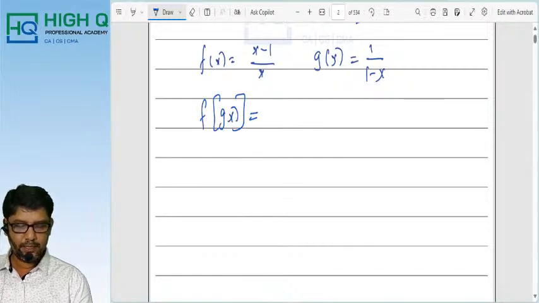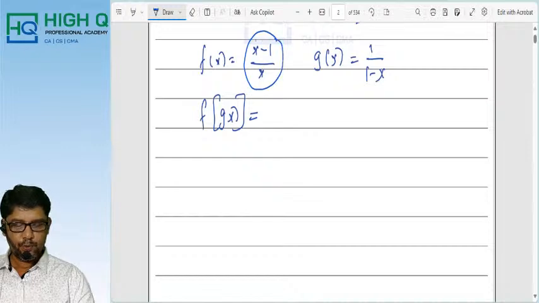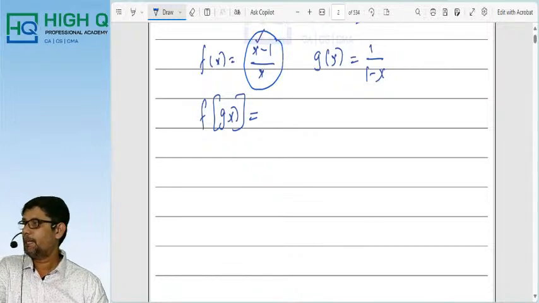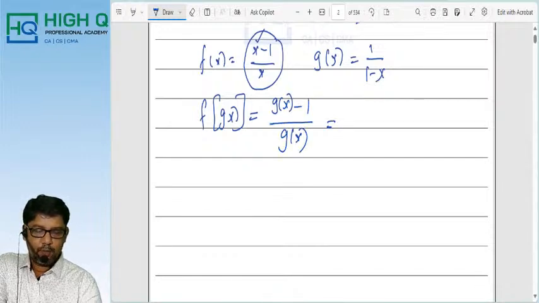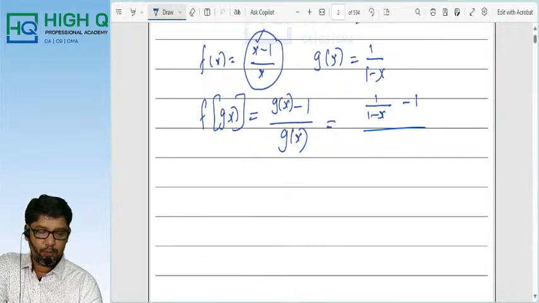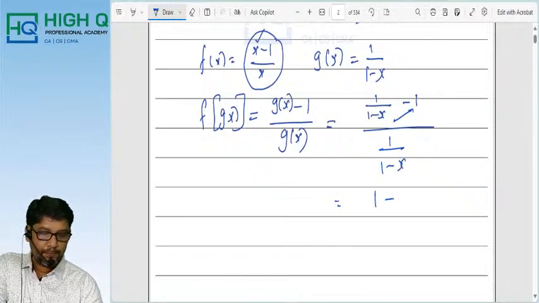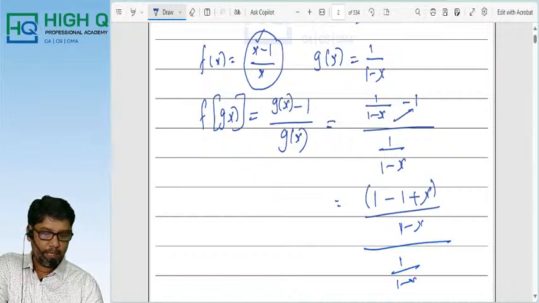What is meant by this? In f of x, wherever x comes, there we have to replace g of x. So g of x minus 1 divided by g of x. Tell me what g of x is. 1 by 1 minus x minus 1 divided by 1 by 1 minus x. Now take LCM. 1 minus 1 plus x divided by 1 minus x, whole divided by 1 by 1 minus x.